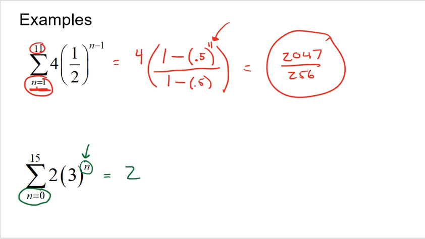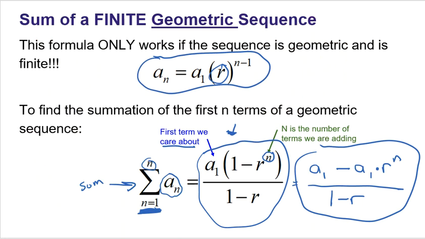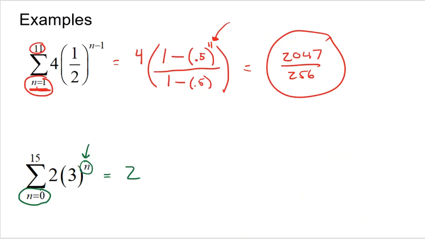And that's why, look, let me just quickly go back to the formula. The formula calls for a sub 1. But again, you got to be careful. It stands for the first term you care about. And in this problem, the first term I care about is found by plugging in 0. Just be very careful, please.